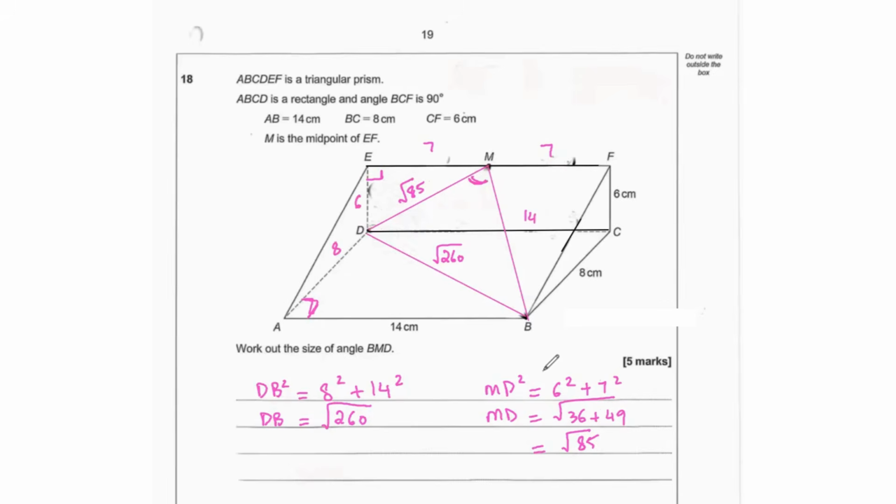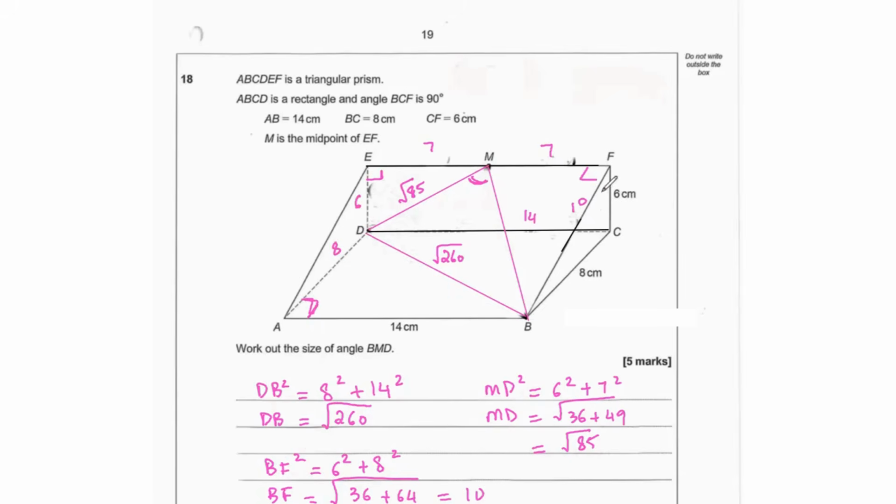Now we need MB. So for MB, this is also a rectangle. So if we find BF, then we can say this is a right angle triangle with 7 over here, and then we can find BM. So for BF, BF squared is 6 squared plus 8 squared. BF is going to be root of 36 plus 64, which gives us 10.